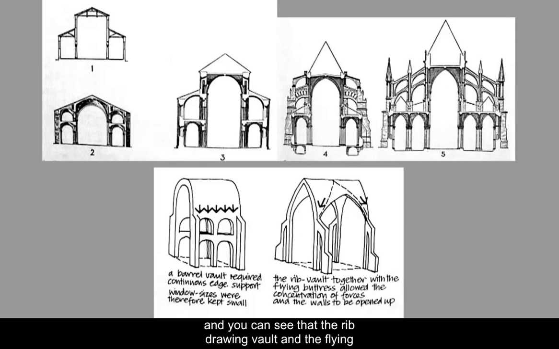And you can see that the rib groin vault and the flying buttresses allow them to build the buildings taller and thinner and have a lot more windows. Now these pinnacles on the top of each one of these buttresses here send force straight down, vertically down, and add a little extra weight so that the buttresses can't topple over. So let's take a look at some more diagrams of this.